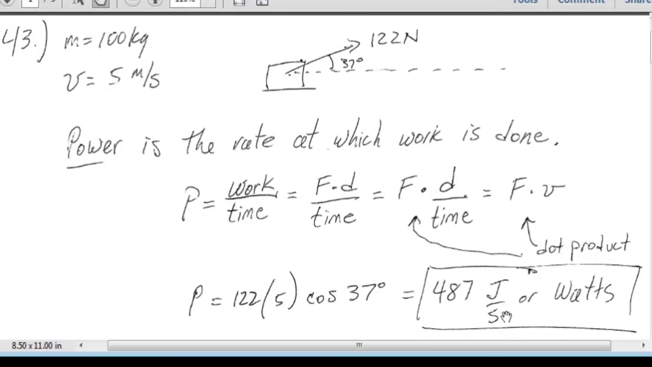The joules per second is the rate at which energy is being transferred to the block by the 122 newton force. And we give that a name: the joule per second, the unit of power, is called the watt. What? That's right, the watt.